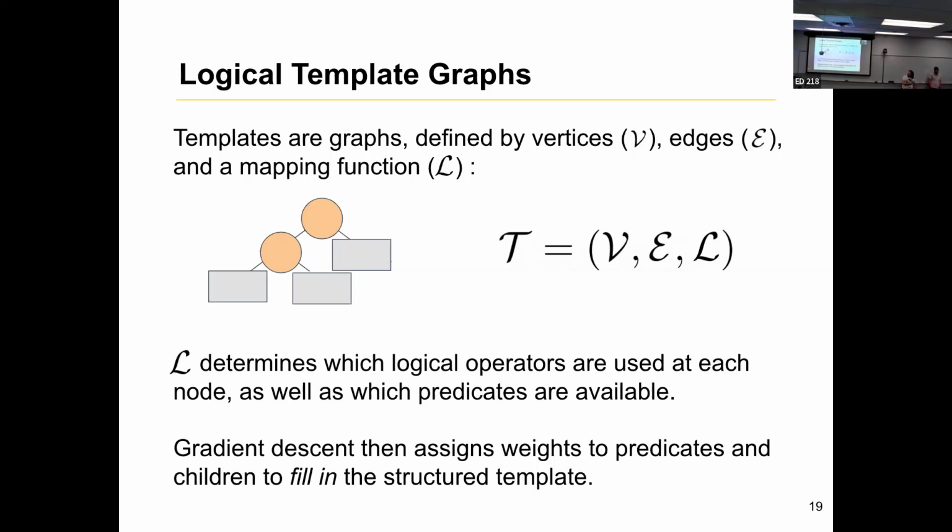So like Pavel mentioned, the gray boxes can be filled in with predicates from the data set, and then the orange ones are fixed operators that have different arguments they can choose from the children below them. And so what the authors do is they introduce math that makes it so that gradient descent will assign weights to these predicates and effectively fill in the template through backpropagation.